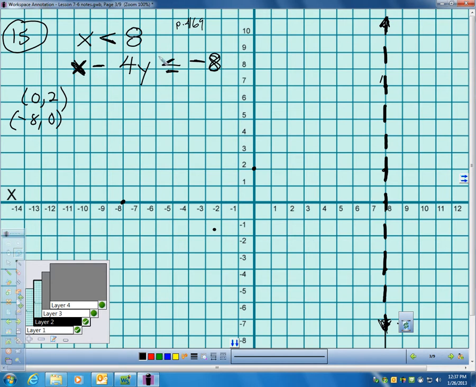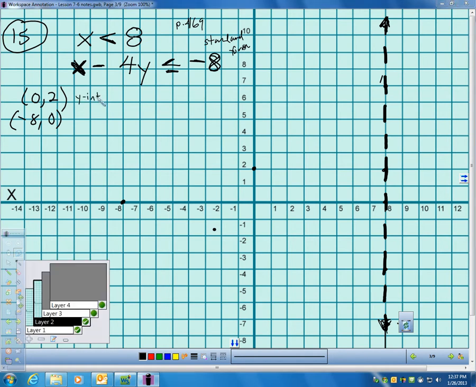But now I have to also graph the second inequality. x minus 4y less than or equal to negative 8. Now remember, this inequality here is in standard form. And if it's in standard form, then I should be able to find the intercepts real quick. So let's find the y-intercept.